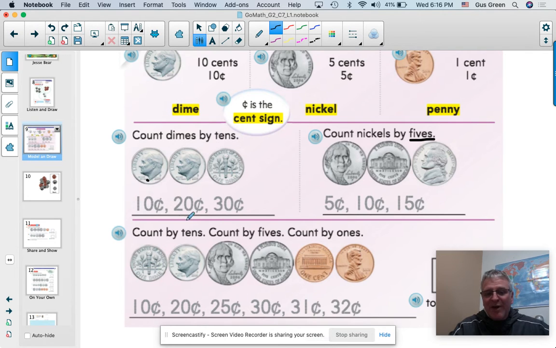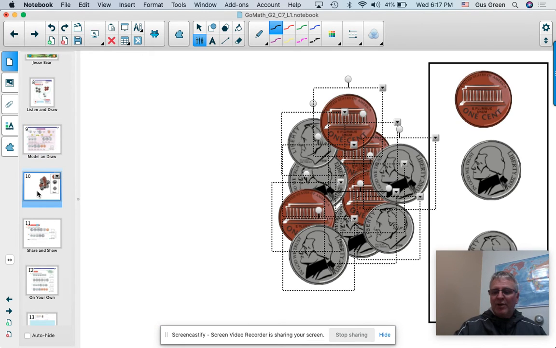So what it would sound like if I was counting this particular row of coins would be 10, 20, 25, 30, 31, 32. And you have to practice that. It sounds easy when I say it, but you've got to really practice knowing how you switch from going by tens and then going by 5s and then going by 1s. All right.